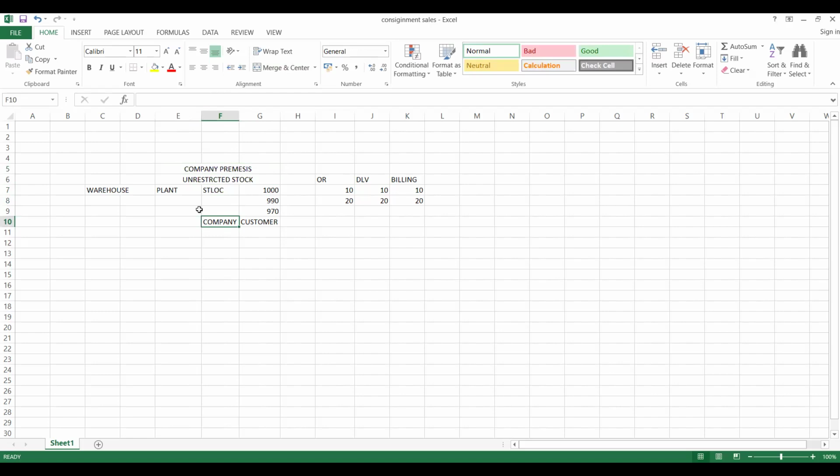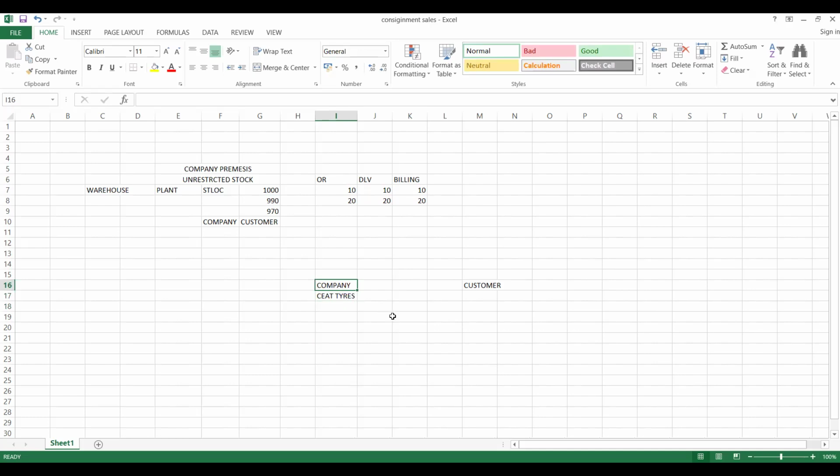For a difference, what is this? In consignment sales, instead of maintaining the stock, for example, you have a long-lasting relationship between the company and the customer. In this example, the company is like CA. It is selling CA tires, maybe different sizes. It is selling as CA Company Limited.